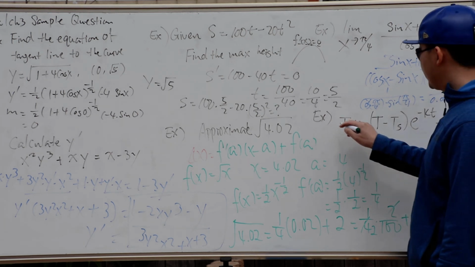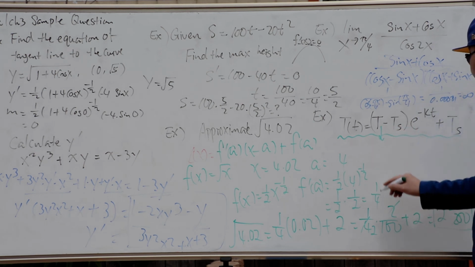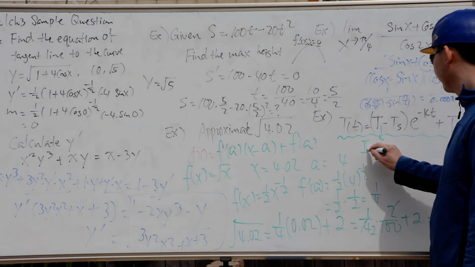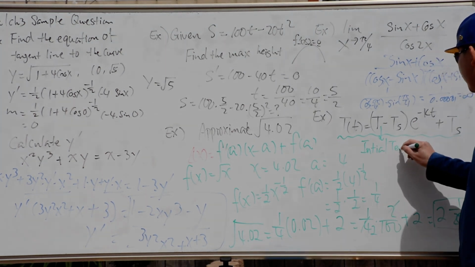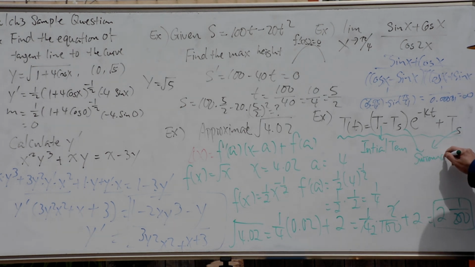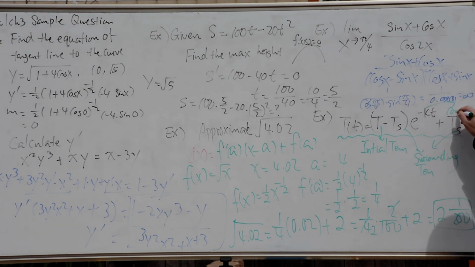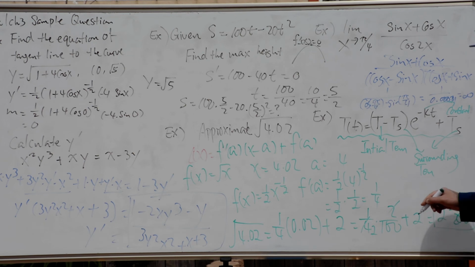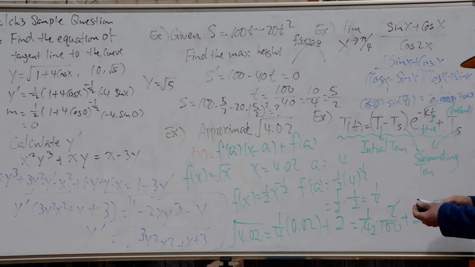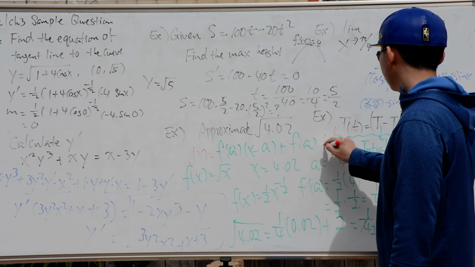And then the last part, make sure that you know how to use Newton's law of cooling. T naught is the initial temperature of the object, and Ts is the surrounding temperature, like the temperature of the room. K is a constant, that's always the first thing I'm going to find out. And t is the time. And then capital T of little t is just the final temperature of the object.